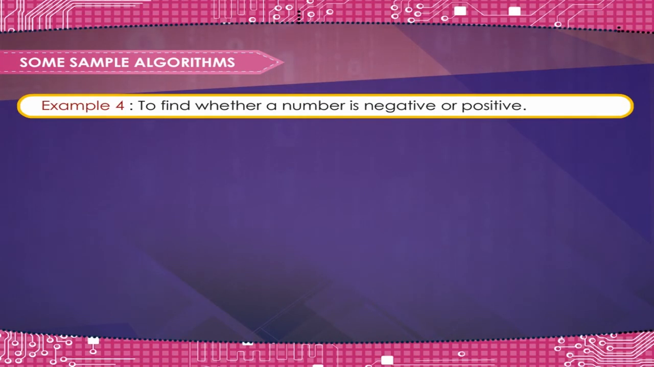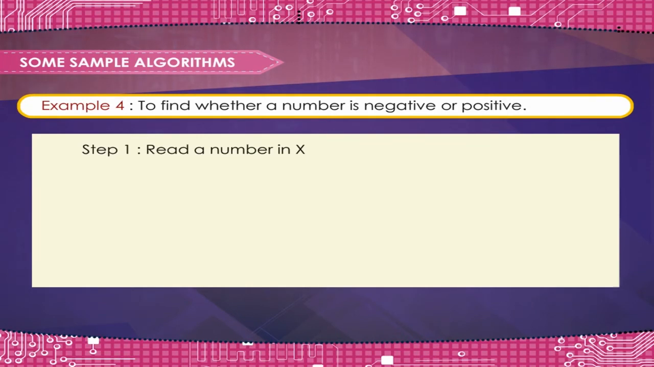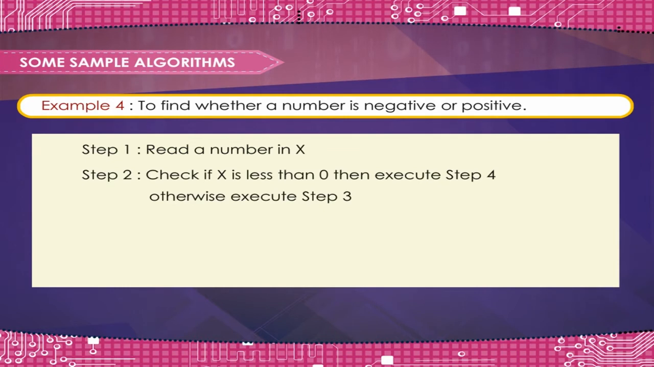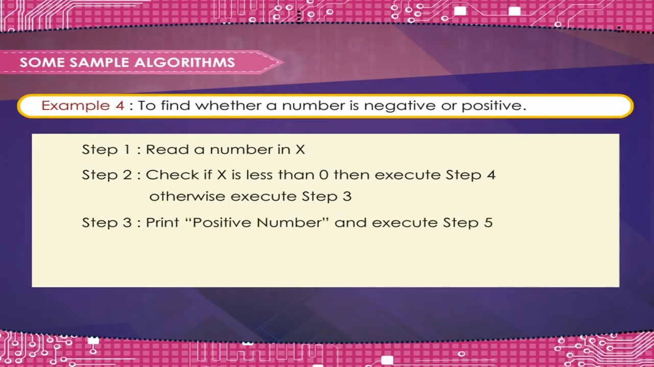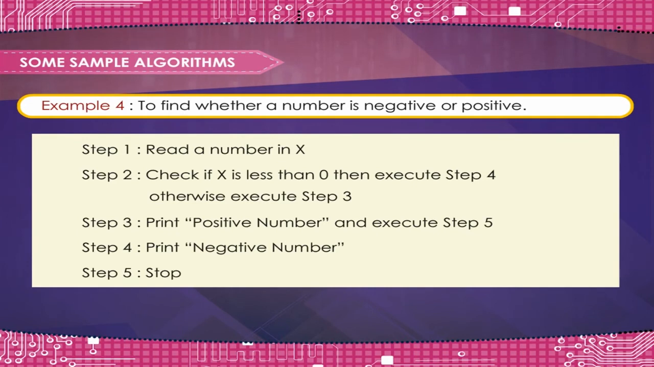Example 4. To find whether a number is negative or positive. Step 1. Read a number in X. Step 2. Check if X is less than 0, then execute Step 4. Otherwise, execute Step 3. Step 3. Print positive number and execute Step 5. Step 4. Print negative number. Step 5. Stop.